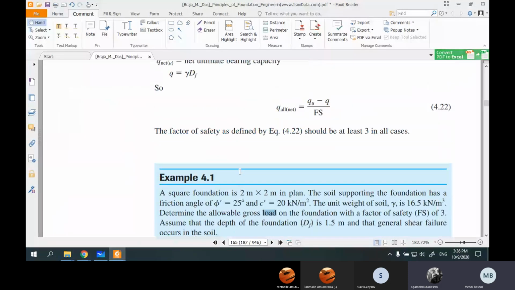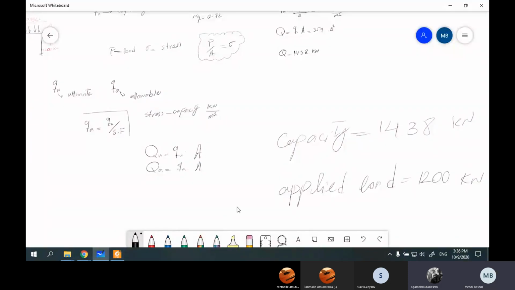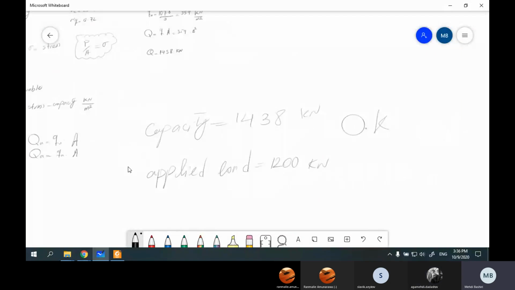Teacher, if the load is more than capacity, it's failure. Yes. As an engineer, you should reject this project. If it's equal to the capacity, it's okay because you used a factor of safety of 3. If you use a factor of safety of 1, it's not reliable because everything is close to failure. But when you use a factor of safety, you can say capacity should be greater than or equal to applied load.